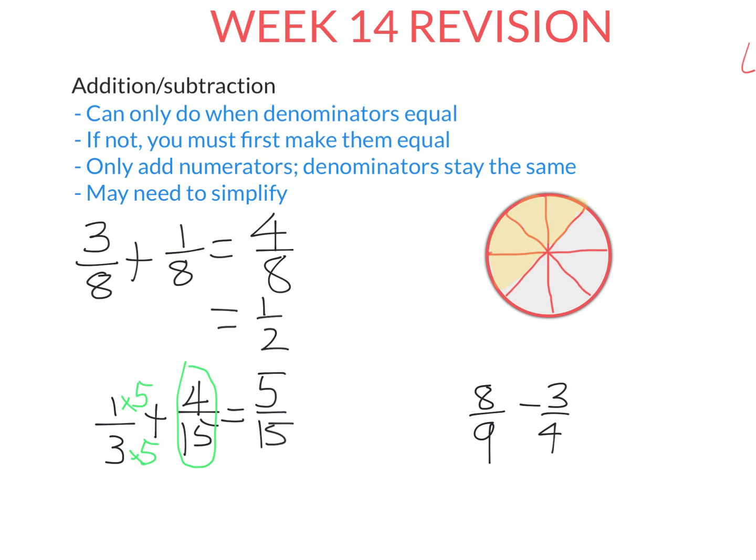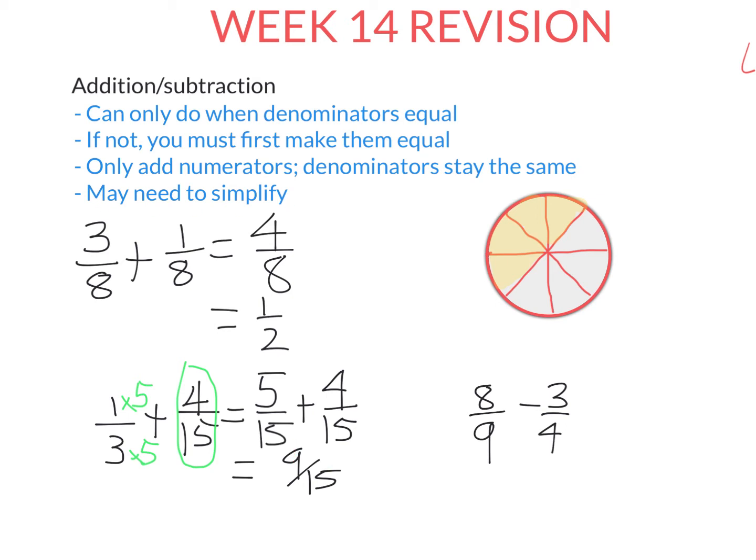They're equivalent fractions. So now, instead of doing a third plus 4 over 15, I do 5 over 15 plus 4 over 15. Gives me 9 over 15. Once again, I only added the top numbers. I left the denominator the same. So check your answer and see if you need to simplify. I need to simplify this.